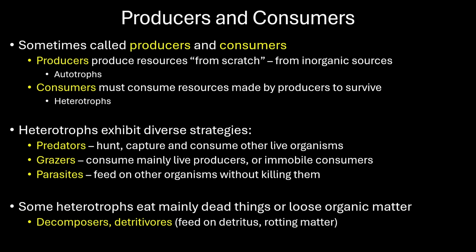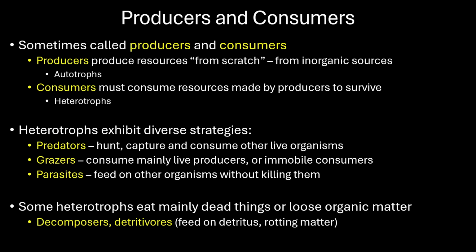Sometimes we call these two groups producers and consumers as well. So you'll see that written in places or referenced in this way. Producers are the producers of organic molecules. They produce their resources from scratch from those inorganic resources. So those are the autotrophs. Then the consumers are the heterotrophs. They consume resources made by producers in order to survive.